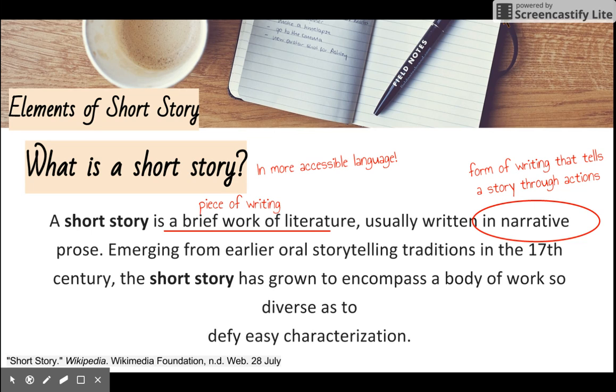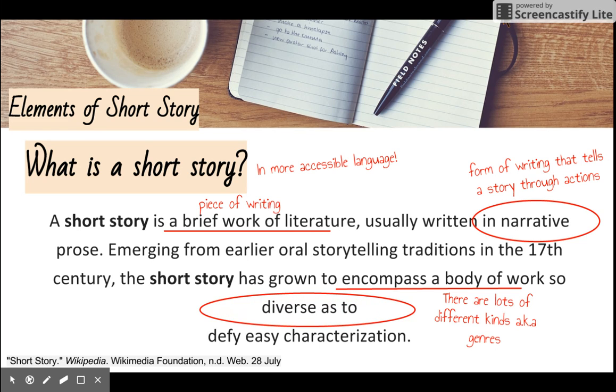The short story has grown to encompass a body of work so diverse. So a body of work being there are a lot of different kinds of short stories, and they are so diverse as to defy easy characterization. So that means it was hard to kind of put them in a certain category, so they eventually got a category of their own.